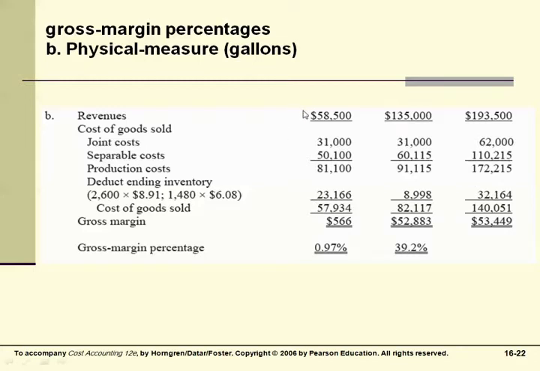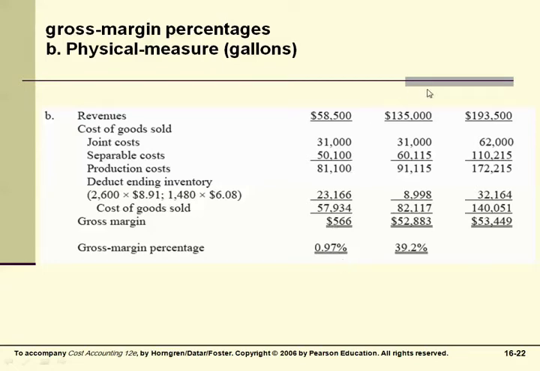Total revenues 58,500 minus cost of goods sold 57,934 will result in gross margin with the amount of 566. Gross margin percentage: $566 divided by 58,500 will result in gross margin percentage 0.97%.